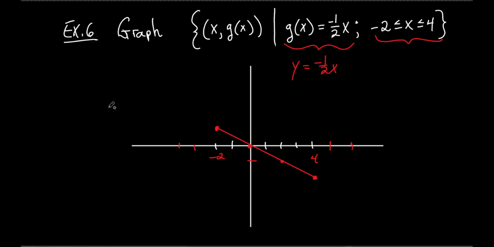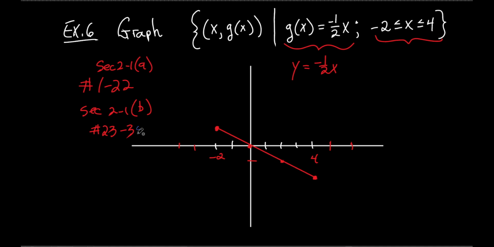All right, so you got two things. You got 1 to 22, and that's section 2.1a. And then you got section 2.1b. What pages? I don't know. Section 2.1. Just look up 2.1. I put 34. I changed it to 34. Just go to 34. I should have had you go to 35, but okay. So it's numbers 23 to 35.